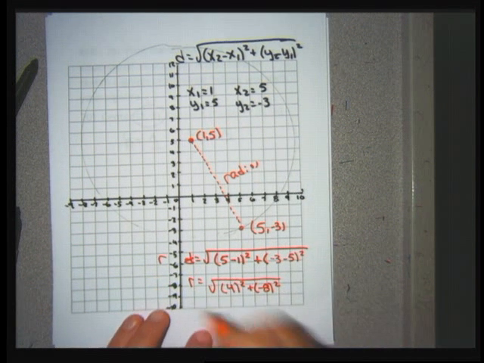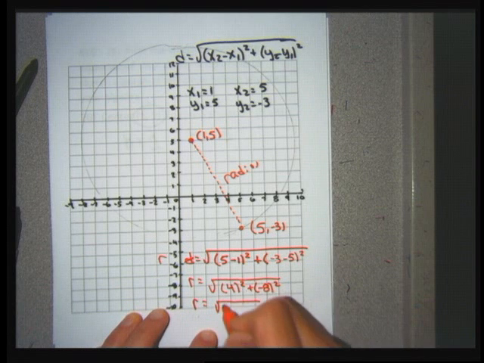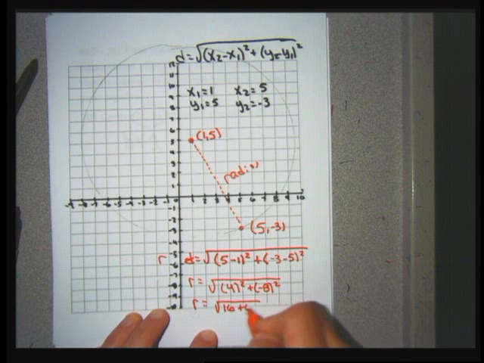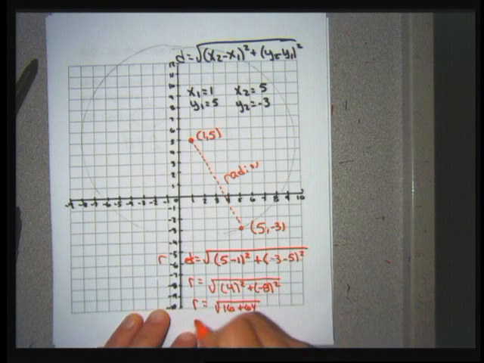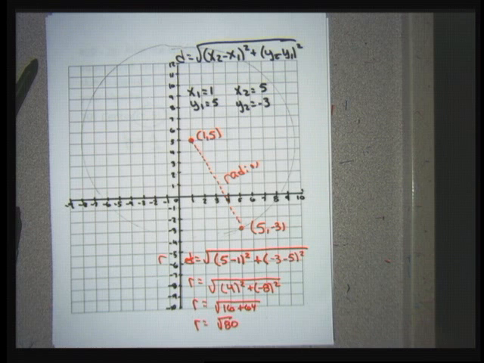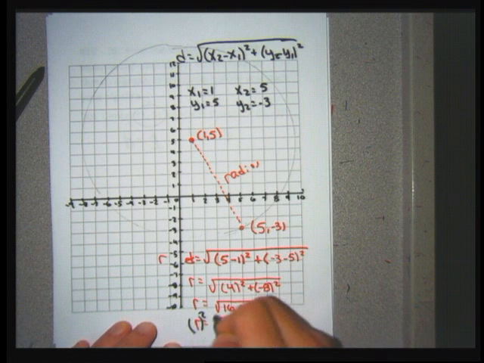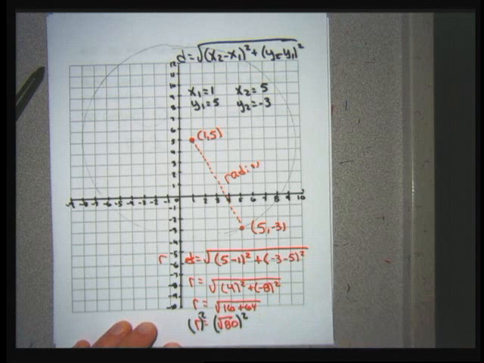So the radius is going to be the square root of 16 plus 64, because 4 squared is 16, 8 squared is 64. The radius is going to be the square root of 80. The formula doesn't require the radius. The formula requires the radius squared. So if I know what the radius is, I can get the radius squared real easy by squaring the radius. I find out what the radius squared is.